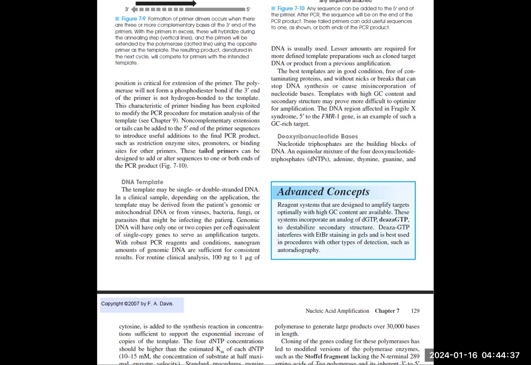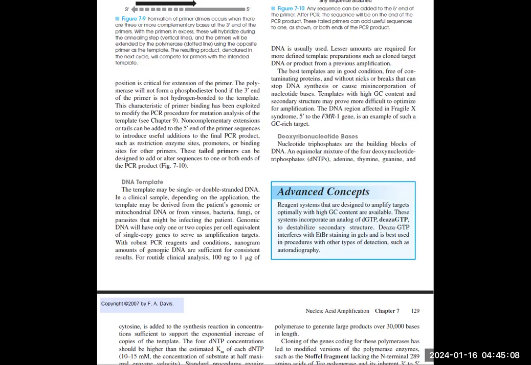Genomic DNA will have only one or two copies per cell equivalent of single copy genes to serve as amplification targets. So again, what do you mean by that? We cannot have that many copies per cell equivalent. Often we only have one or two copies, and that's not much. That's why we need to amplify. We need to amplify the targets present in our DNA templates.